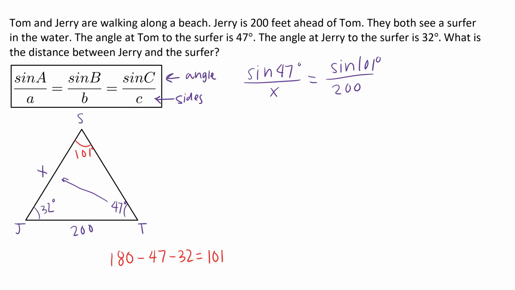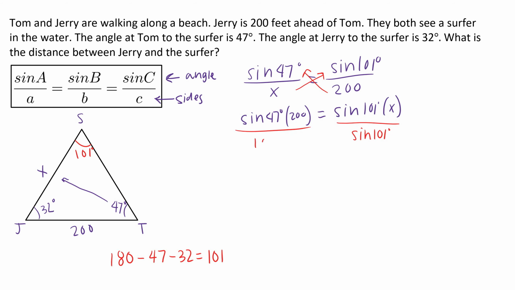Our first step in solving is going to be cross multiplying. So I'll have sine of 47 degrees times 200 is equal to sine of 101 times x. Next, I'll divide both sides by sine of 101 degrees. On the right side, my sine of 101s cancel out and I'm left with x.